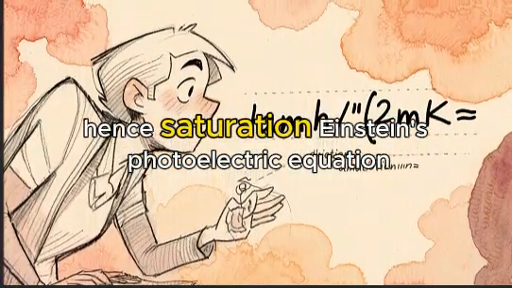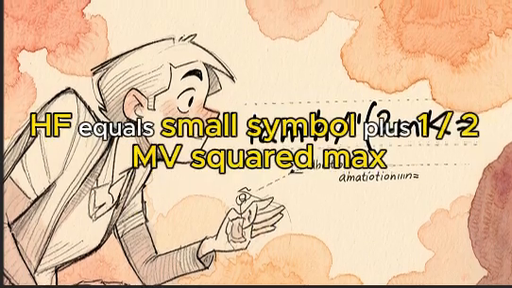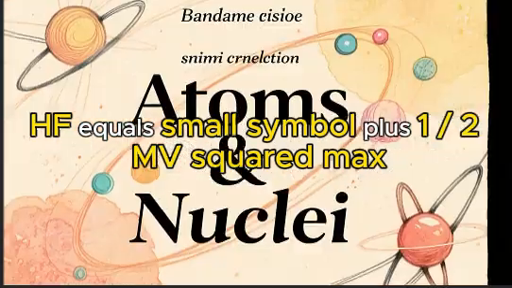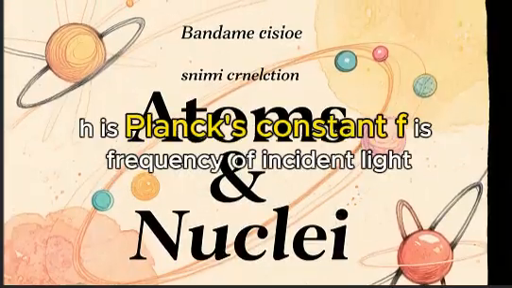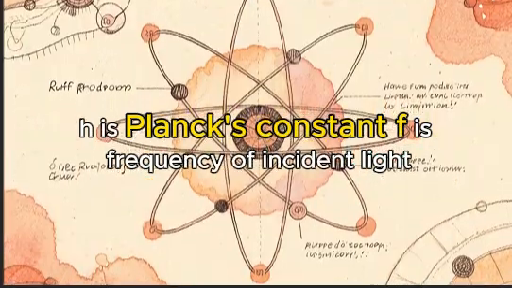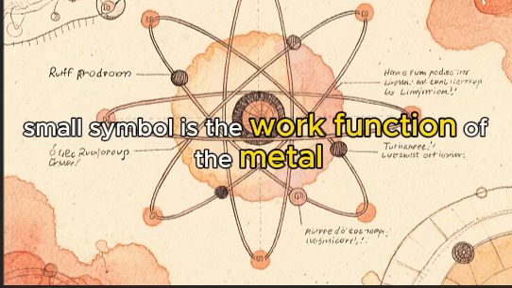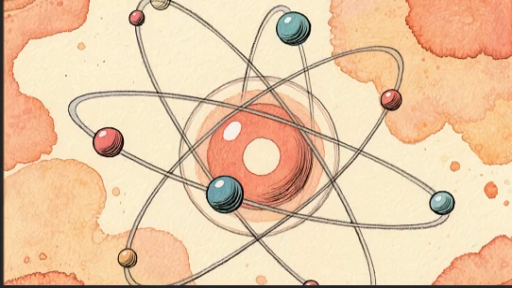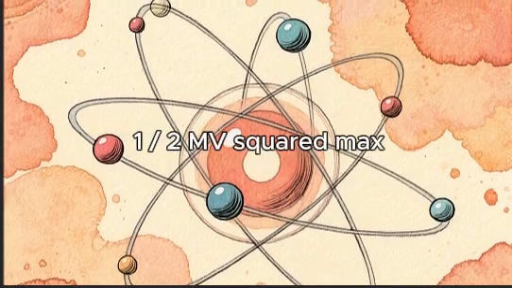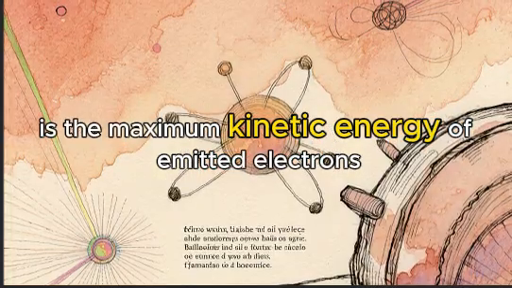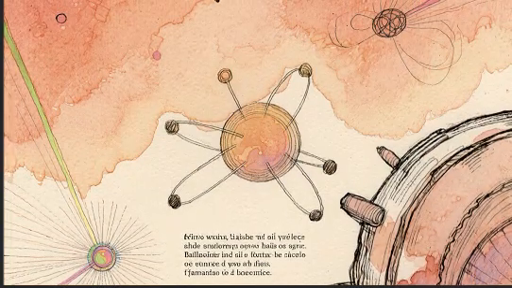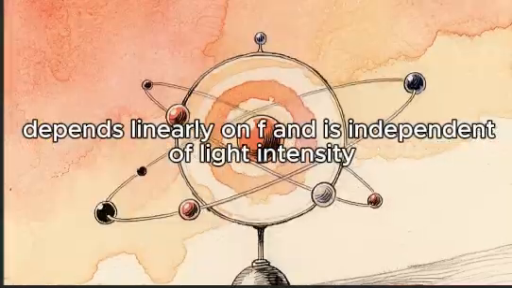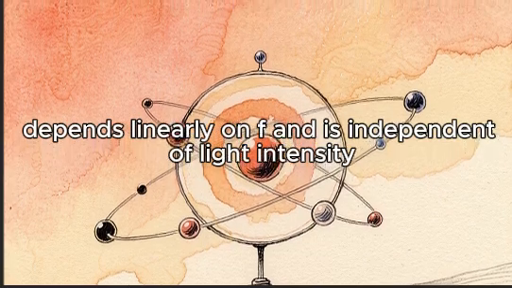Einstein's photoelectric equation: hf equals phi plus 1 divided by 2 m v squared max. h is Planck's constant. f is the frequency of incident light. Phi is the work function of the metal, the minimum energy to free an electron. 1 divided by 2 m v squared max is the maximum kinetic energy of emitted electrons. This shows that kinetic energy of emitted electrons depends linearly on f and is independent of light intensity, once above threshold.